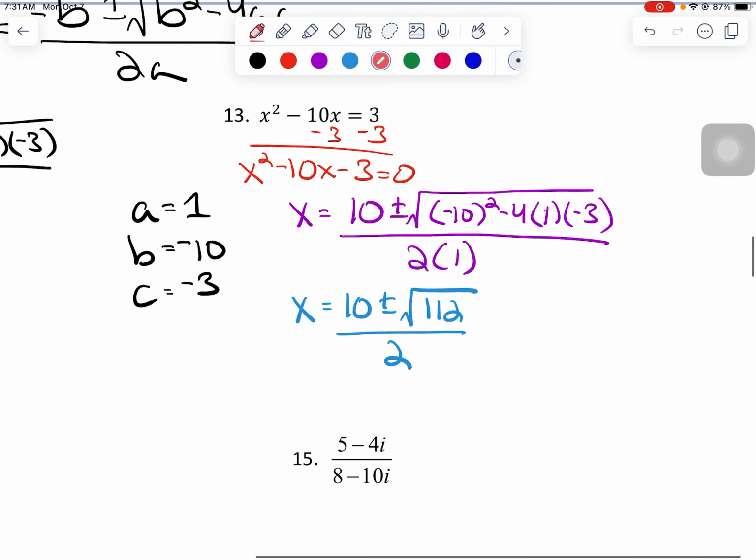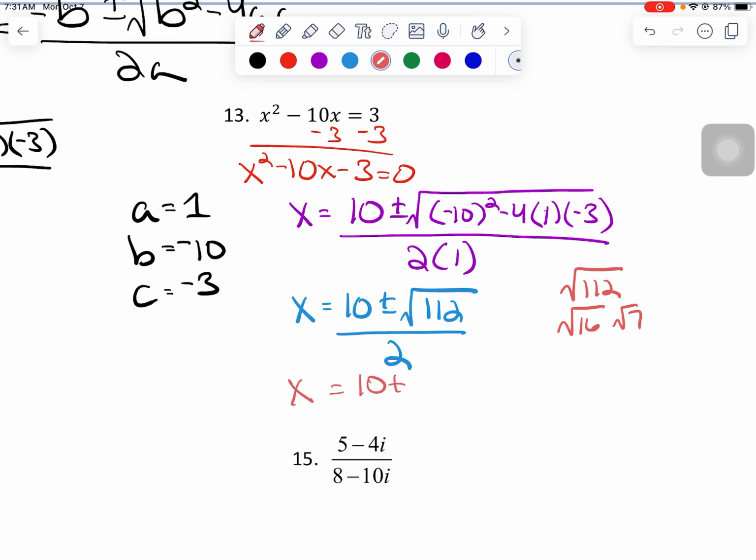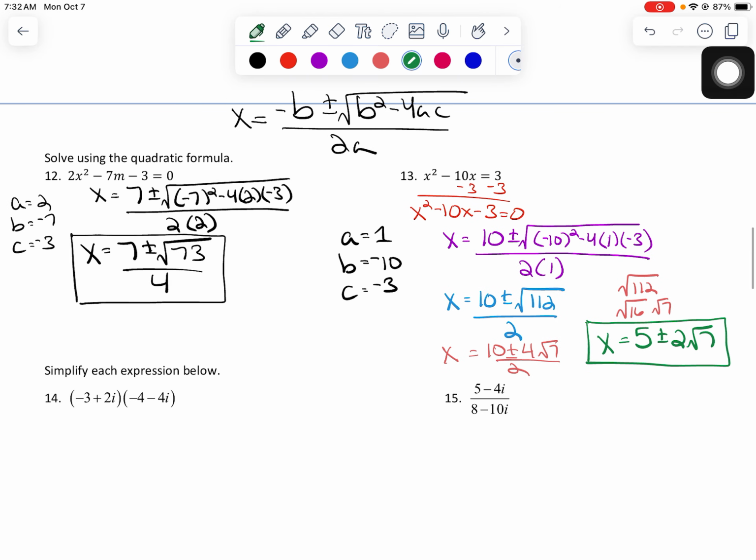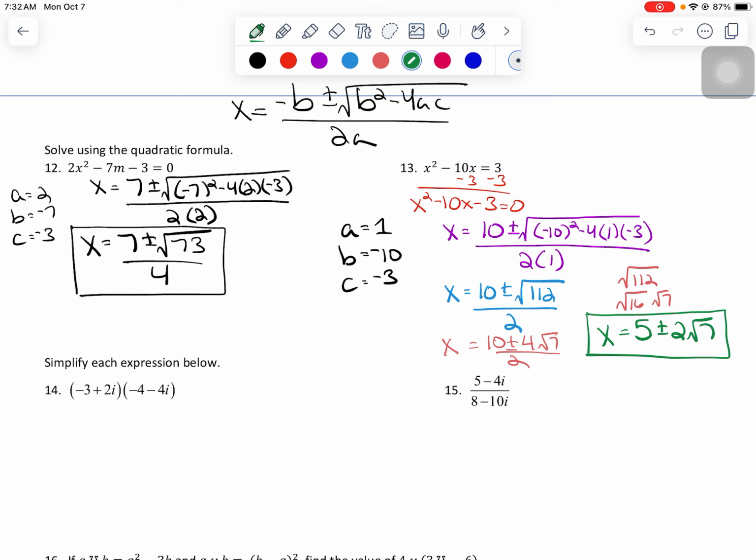And I'm pretty sure while 112 isn't a perfect square, I can break it using a perfect square. So let's see, if I do 112 divided by 16, that works nicely. So that's going to be 16 times 7. So this is going to be x is equal to 10 plus or minus 4 root 7 all over 2. But wait, because 10, 4 root 7, and 2 are all divisible by 2, let's go ahead and divide that out. So it's going to be 5 plus or minus 2 root 7. No denominator anymore. There is my lovely little answer. Okay, so 12 and 13 are done for solving with quadratic formula.